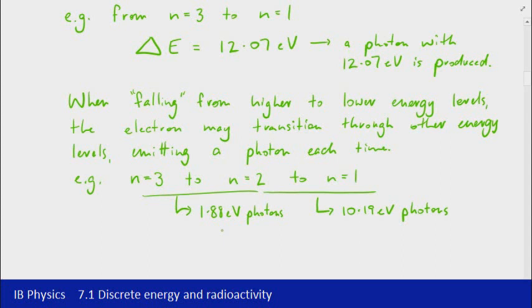Now if we were at n equals 4, there are a number of different transitions there. It could go from 4 to 3 to 1, 4 to 3 to 2 to 1, 4 to 2 to 1, or just straight from 4 to 1. So a number of different combinations, and in each case a photon of light will be emitted corresponding to that energy level transition. We'll have a look at a few more calculations like that in class.